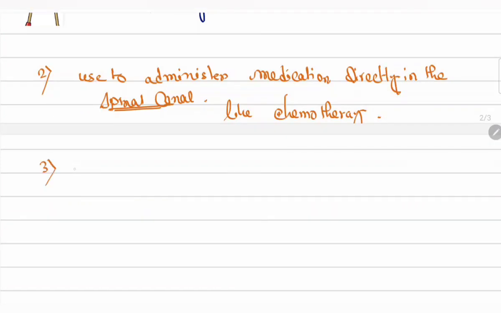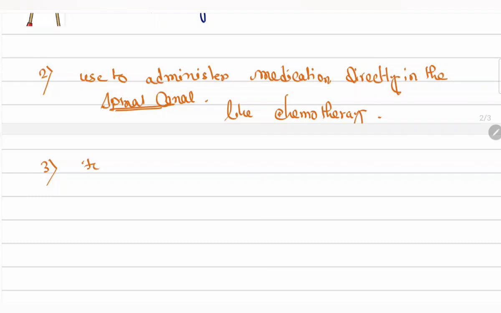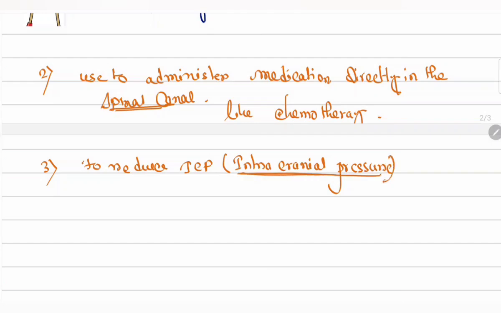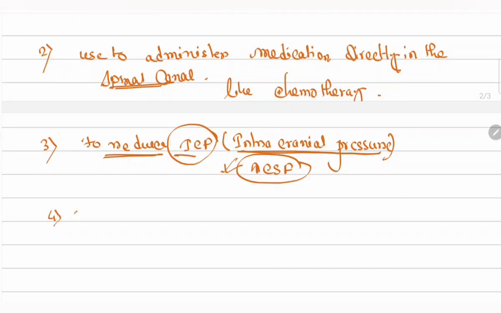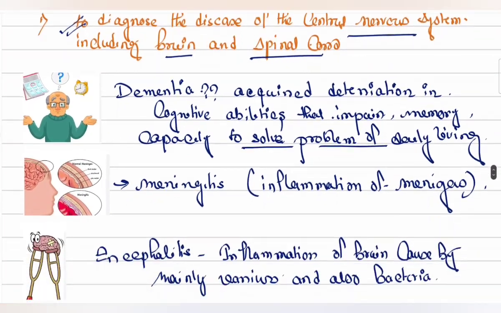Next, most important indication, lumbar puncture may also be used to reduce ICP, that is intracranial pressure, and this intracranial pressure occurs due to CSF overload. So through the lumbar puncture we remove the CSF and reduce or decrease the ICP. Fourth, it also detects any subarachnoid block. So whether there is any subarachnoid block in the spinal cord is also detected through lumbar puncture. So these are all indications of lumbar puncture.